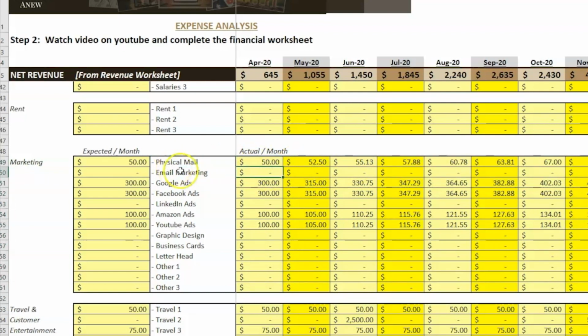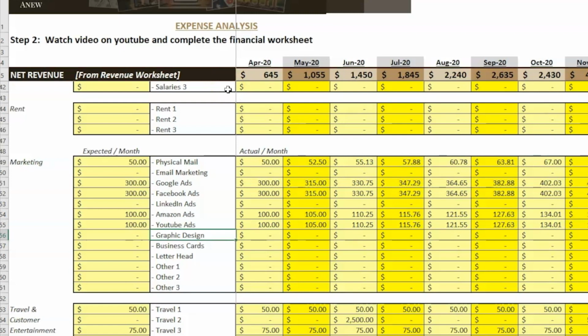Email marketing is in here because you actually can pay people to do email marketing. Spamming people doesn't work anymore, y'all. Those days are gone. You're going to have to be more creative than that. Google ads, Facebook ads, LinkedIn ads, Amazon ads, YouTube ads. Graphic design is super important when you first start. There's always new tools, but there's something called, I believe, 99designs. Your logo and stuff like that, we'll do another video about logos.